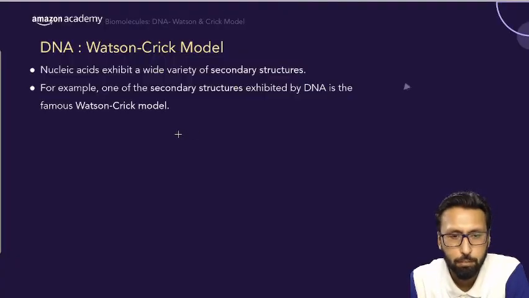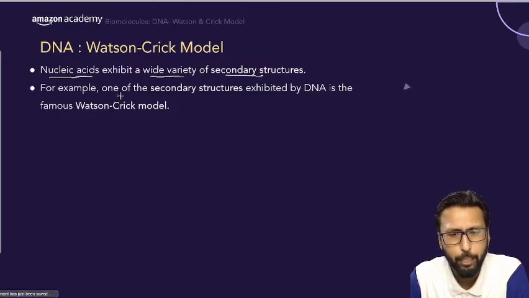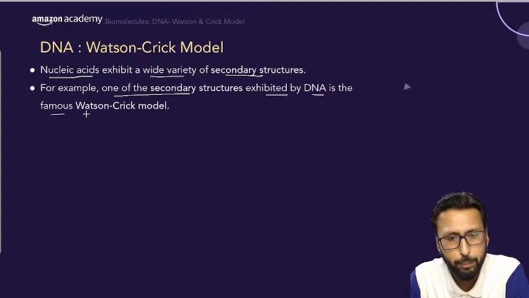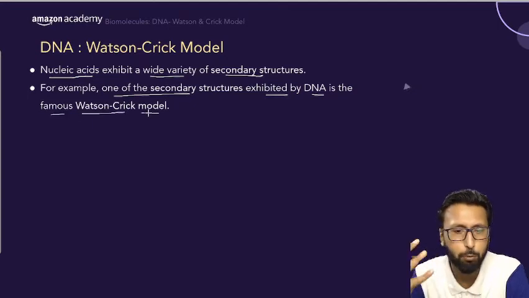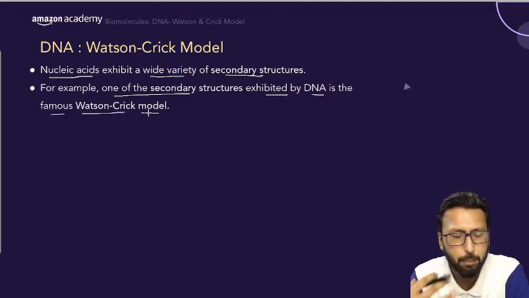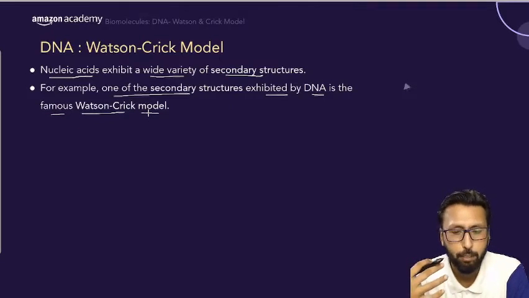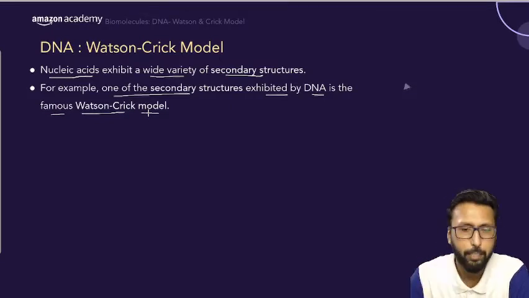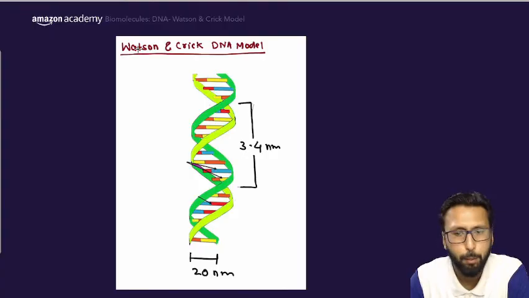Now this model of DNA is given by Watson and Crick. Okay, so nucleic acids, that is DNA, for example, exhibit a wide variety of secondary structures. One of these secondary structures exhibited by DNA is the famous Watson and Crick model. These are the two scientists who explained this model, and for that they were honored with the Nobel Prize. Let's understand more about this Watson and Crick model.